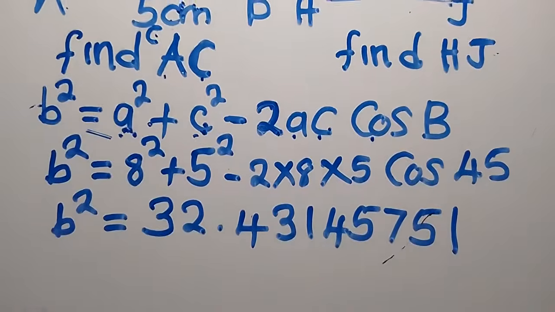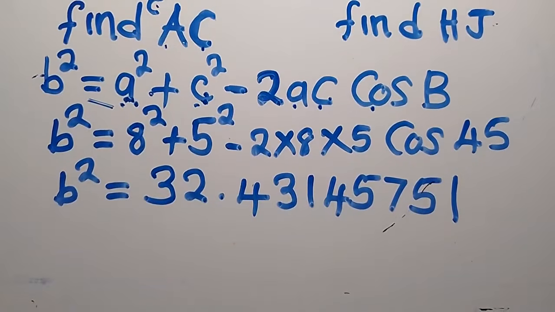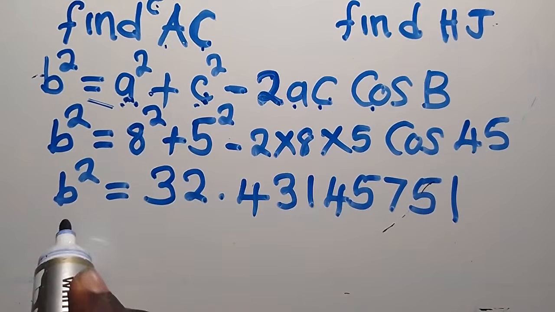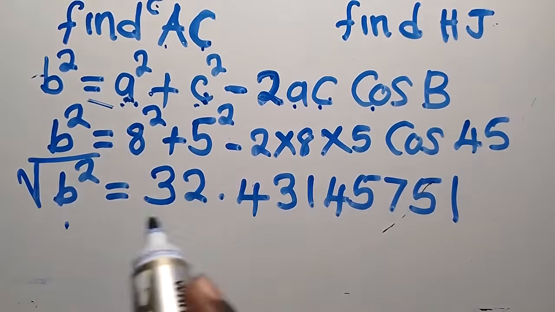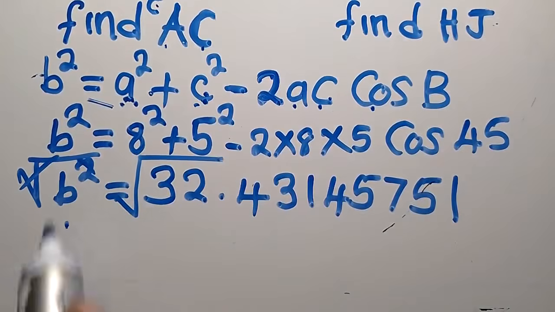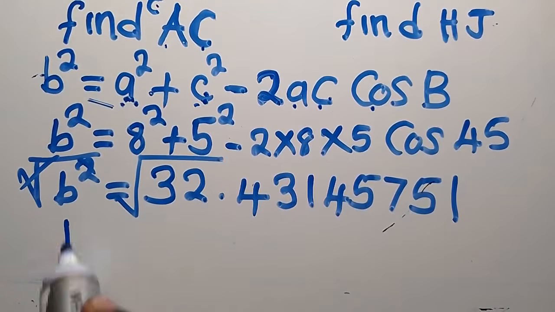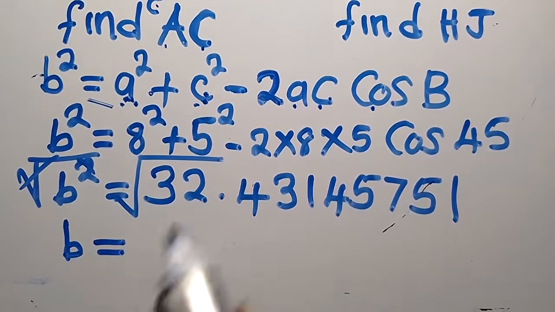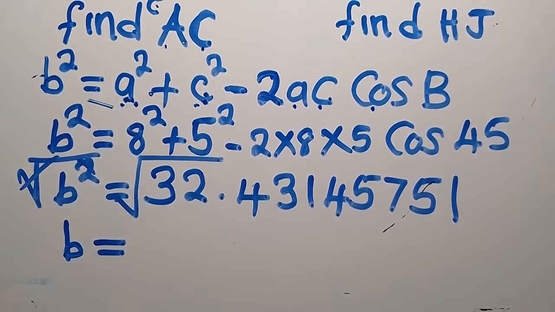But remember, you are told to find b, not b squared. So you also introduce the square root. The square and the square root will cancel out, and you're going to remain with b, which is equal to the square root of that number. So what is the square root of that number?